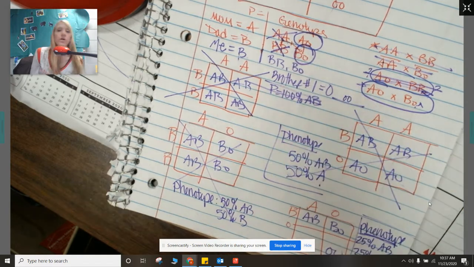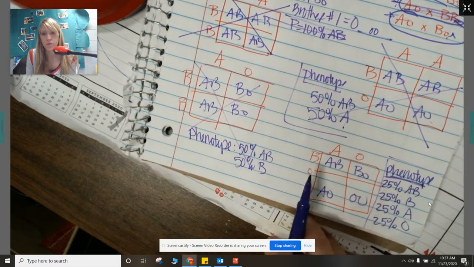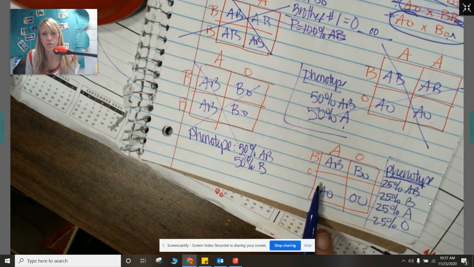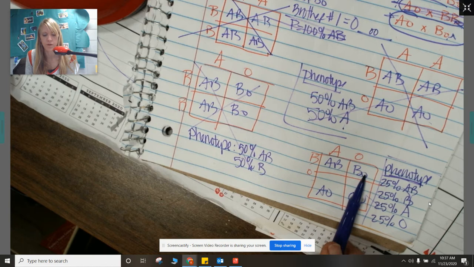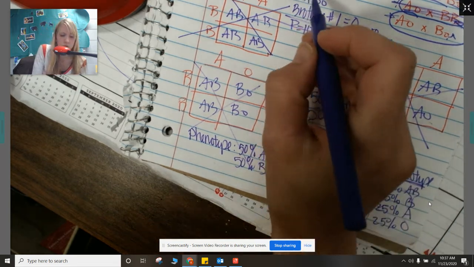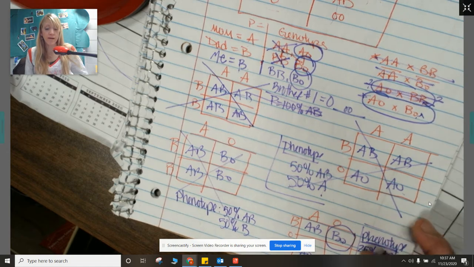So then what does my genotype have to be? Can we figure that out? We know it has to be AO times BO. So let's go backwards. It had B blood. What was the genotype to give you that B blood? BO. So my genotype is BO. Look at that. I can figure all that out just by doing this.